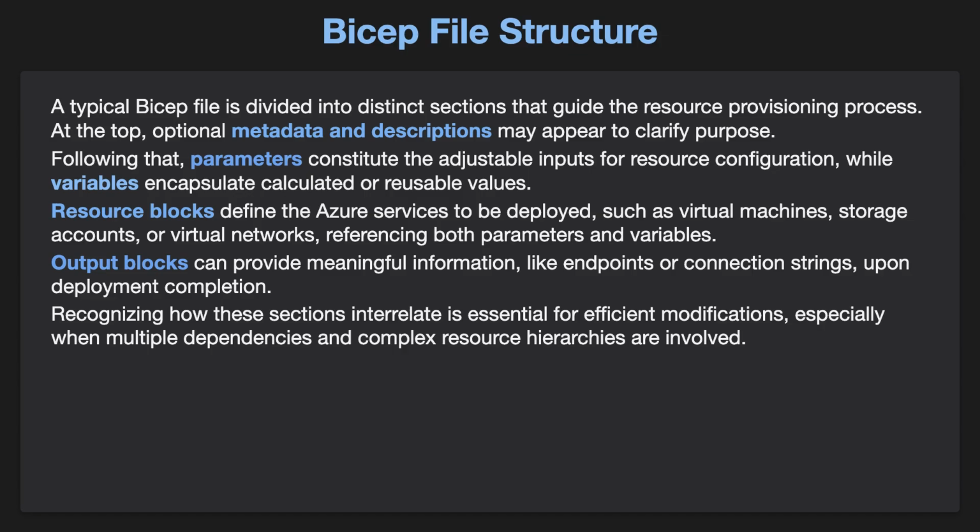Following that, parameters constitute the adjustable inputs for resource configuration, while variables encapsulate calculated or reusable values. Resource blocks define the Azure services to be deployed, such as virtual machines, storage accounts, or virtual networks, referencing both parameters and variables. Output blocks can provide meaningful information, like endpoints or connection strings, upon deployment completion. Recognizing how these sections interrelate is essential for efficient modifications, especially when multiple dependencies and complex resource hierarchies are involved.